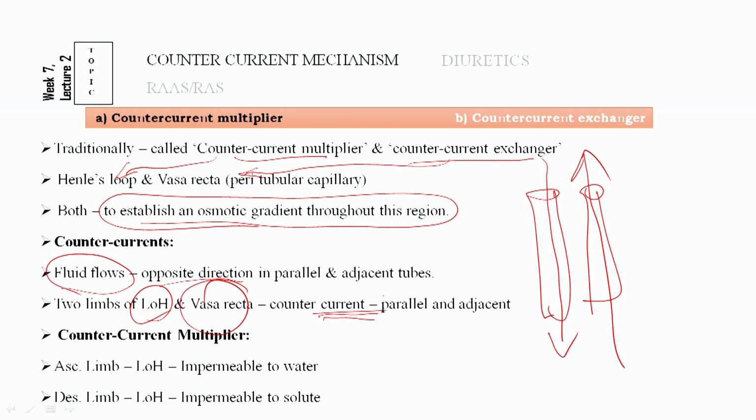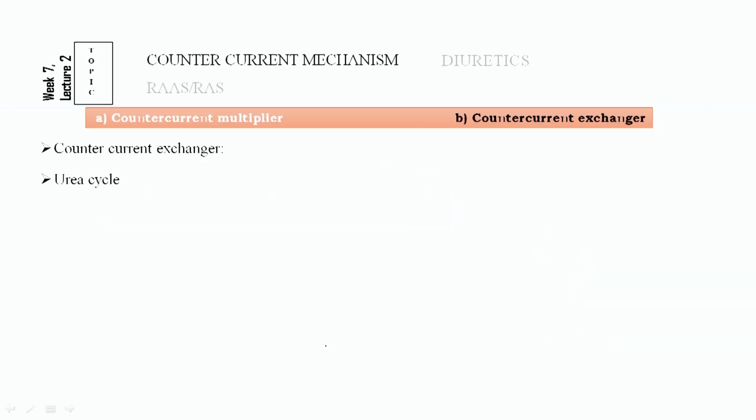Why is it called a multiplier system? Because the normal osmolarity of the plasma is 300 milliosmoles per kg of water, whereas this multiplier system is there just to concentrate it to its maximum for the maximum reabsorption of water as well as solutes. So that is the main function of the countercurrent multiplier. So how does the countercurrent multiplier function?